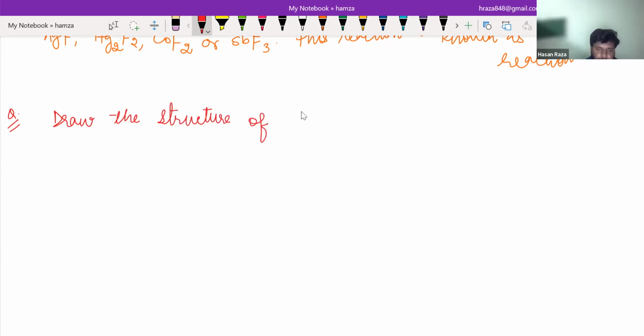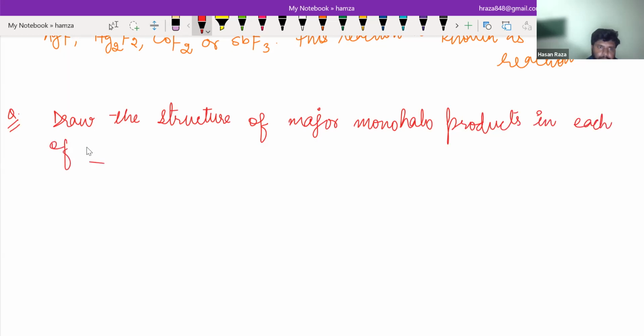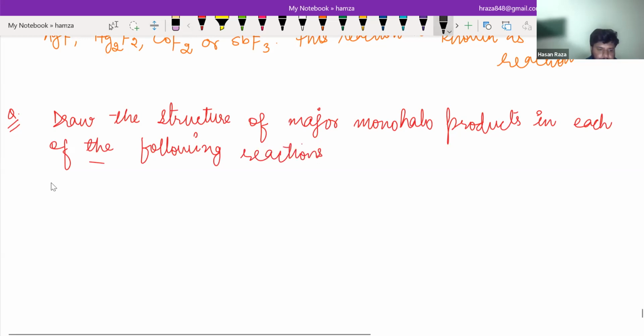Draw the structure of major monohalo product in each of the following reactions.